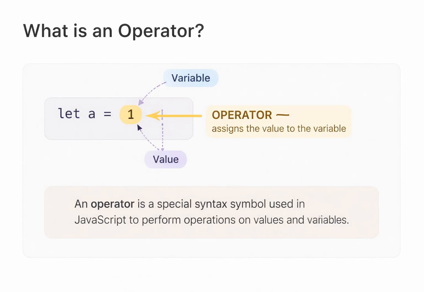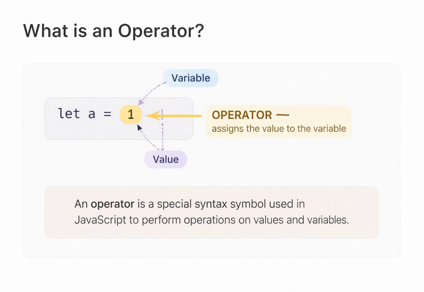All right, so what exactly is an operator? Let's look at a simple example. When we write let a equals 1, we're doing a few things here. A is our variable, 1 is the value, and the equal sign in the middle, that's what's actually doing the work of assigning the value to the variable. That equal sign is what we call an operator. So in simple terms, an operator is a special symbol or syntax used in JavaScript to perform some kind of operation, whether that's assigning a value, doing math, or comparing things.